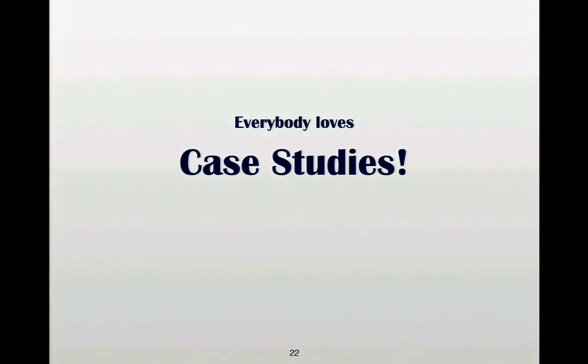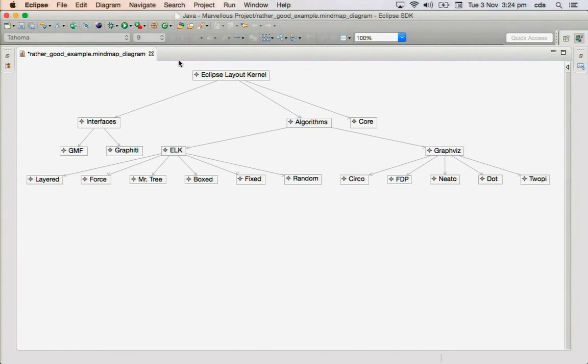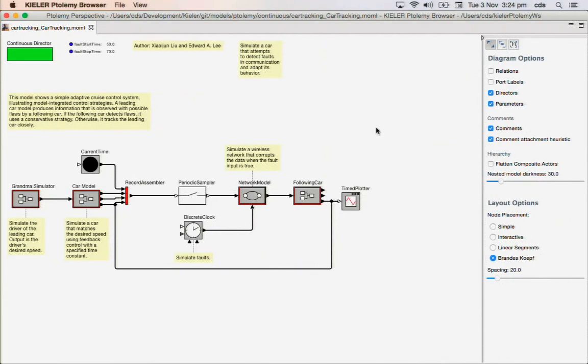So let's see what other things we can do with automatic layout by looking at a few case studies, because everyone loves case studies. So one of the things we've done with automatic layout is this kind of thing. Has anyone heard of the Ptolemy tool developed at UC Berkeley? Okay, so a few of you. It allows people to program using a graphical language.